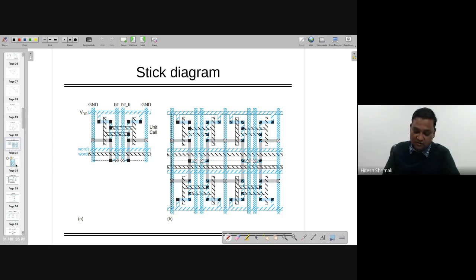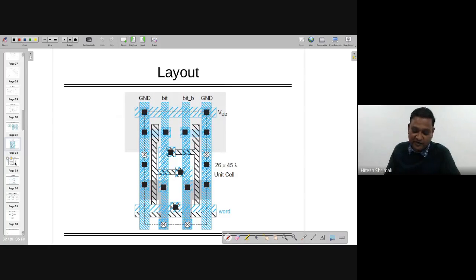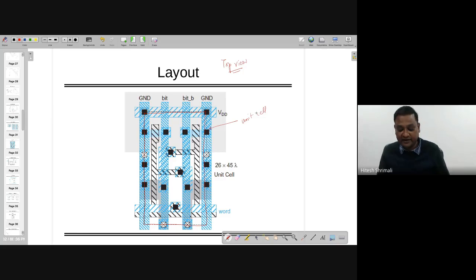I'm not going much into this because these are very straightforward things, like you can draw the stick diagram, and for a given stick diagram you can make the layout, which is the top view. Note that this particular dotted line indicates that it's one cell. Other things will be overlapping with the next cell, so that we can save the area.